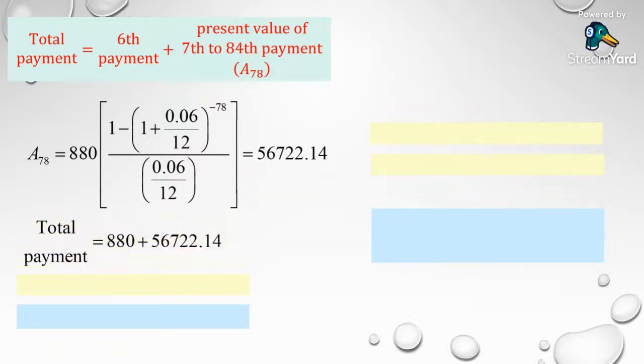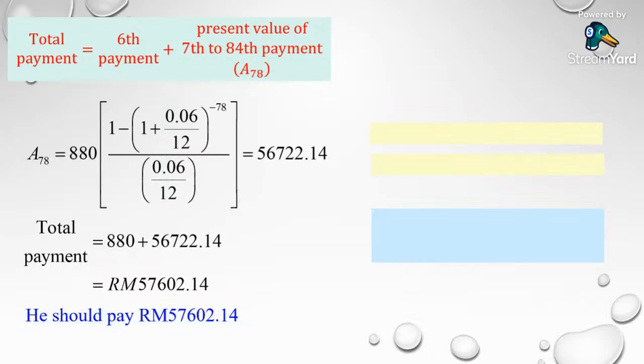Plus with the 880, the 6 payment. So the total payment that we need to make is 57602.14. So he should pay this amount.